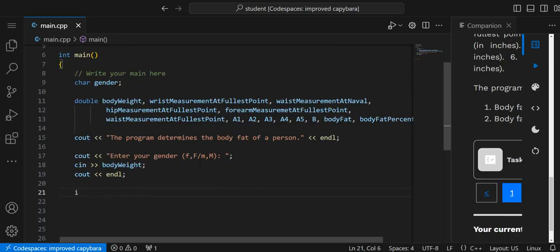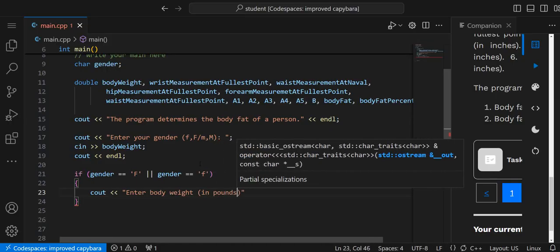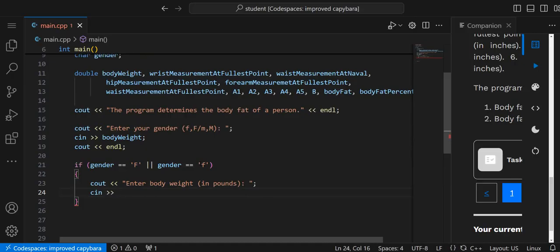Let's go with a quick if statement here. If gender equals F or gender equals lowercase f, then in the brackets, cout: enter body weight in pounds. Then cin body weight.